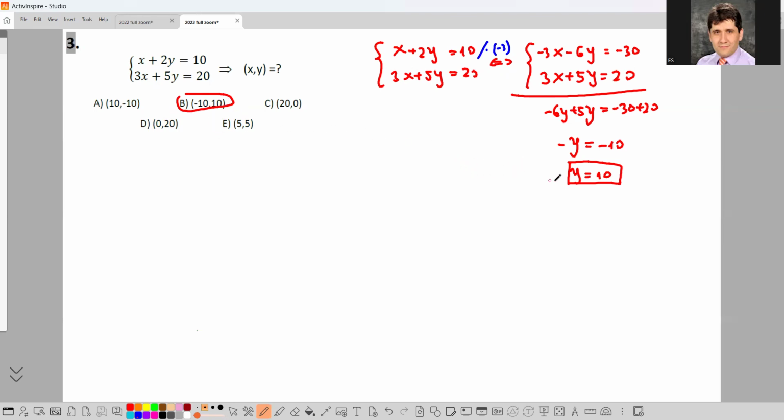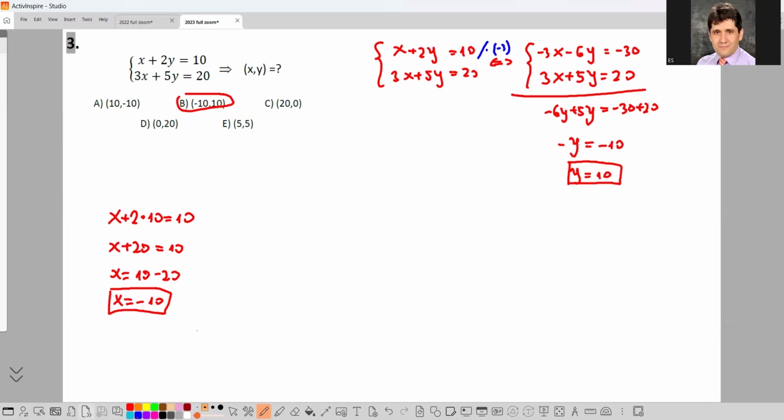Anyways, we can test it. So we can substitute this y, 10, into either equation, the first one or the second one. Let's substitute in the first one. So x plus 2y, but y is 10, is equal to 10. So we get x plus 20 is 10. X is equal to 10 minus 20. X is -10. Indeed, this is the solution, x, y. X first, y second.